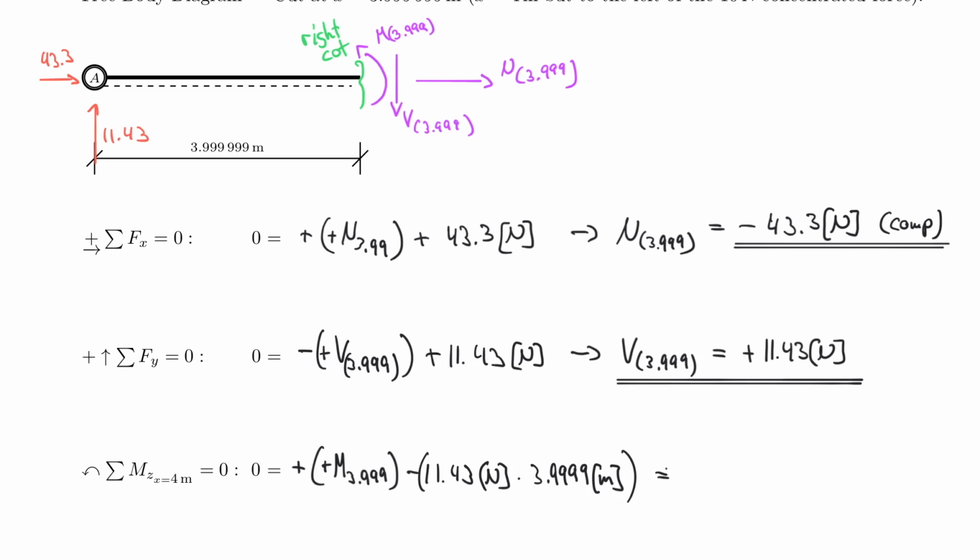So therefore, I know now that my moment at 3.999 is equal to positive 45.72, and that is, of course, in Newton meters. And the positive here now doesn't tell you clockwise or counterclockwise. It technically does tell you that, but we are dealing with internal forces, so we're not flipping anything around anymore.